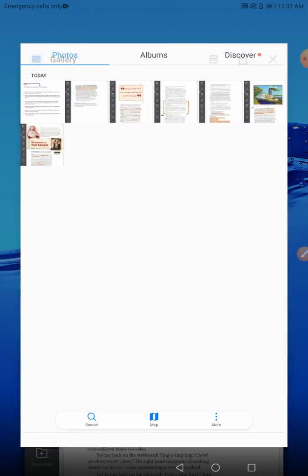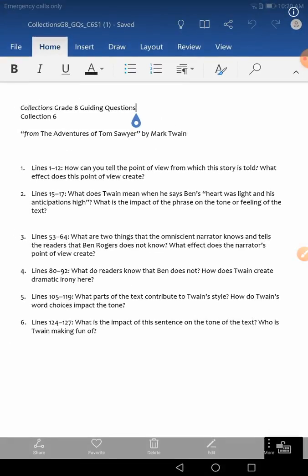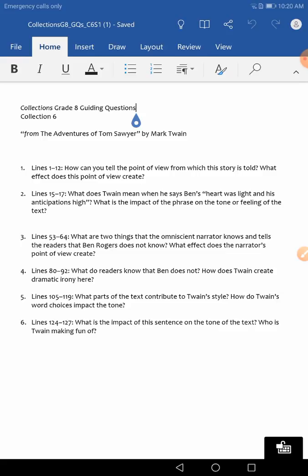Okay, here you go. Let's now see question number 3 together. You should focus on the lines from 53 to 64, so go to page number 397 and focus on those lines to find out the answer. The question says, what are two things that the omniscient narrator knows and tells the readers that Ben Rogers doesn't know? That is the first part. The second part, what effect does the narrator's point of view create?